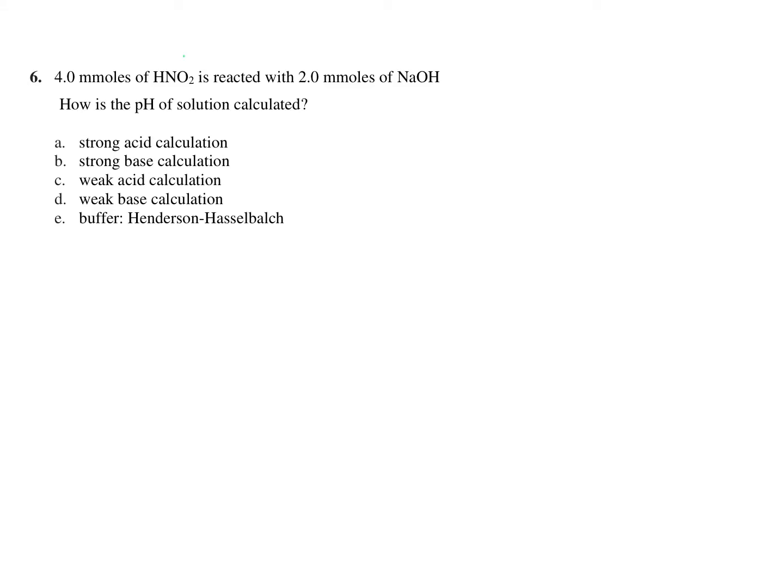A weak acid is reacting with a strong base. A weak acid we're going to represent as undissociated because that's how it exists primarily in solution. The strong base here is going to be represented as hydroxide ion.